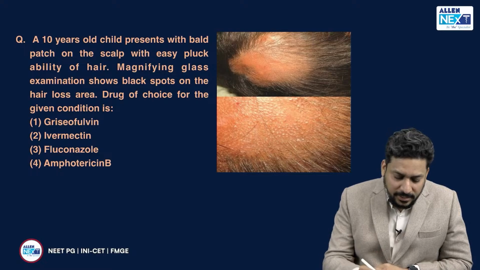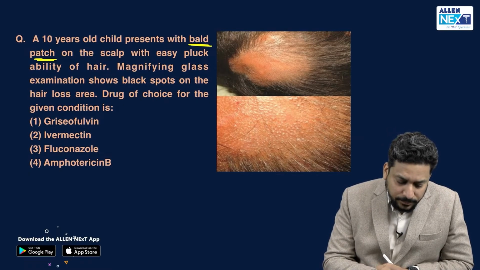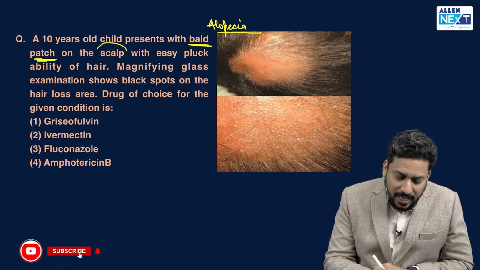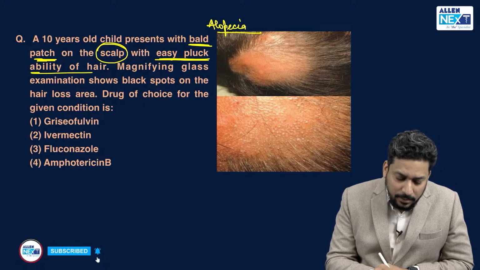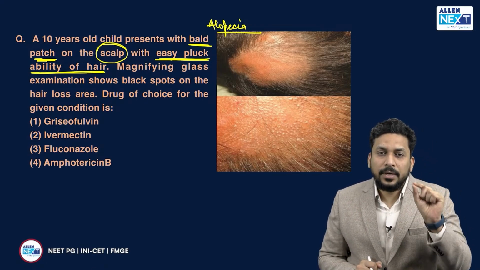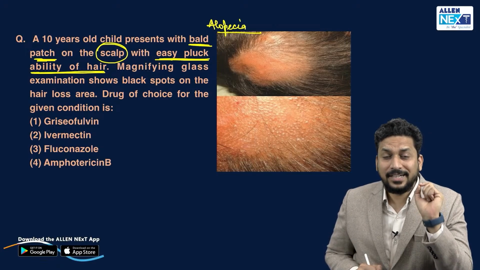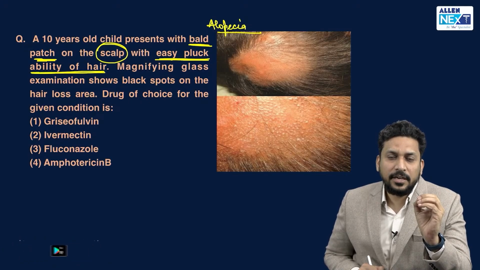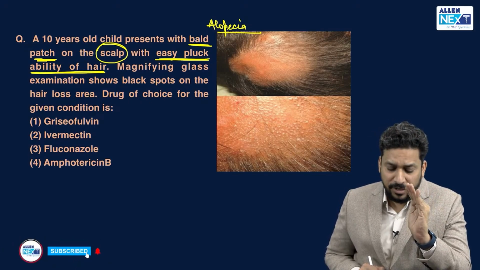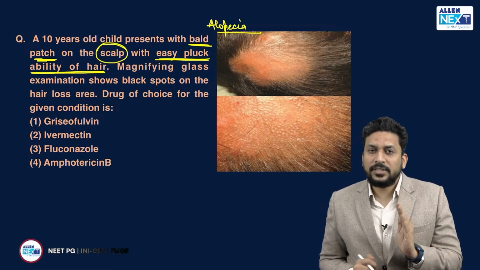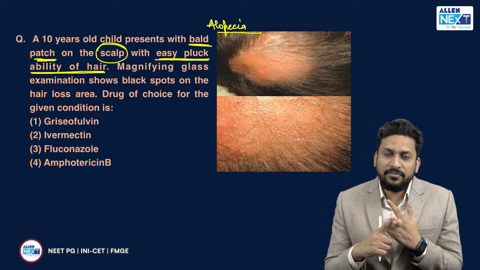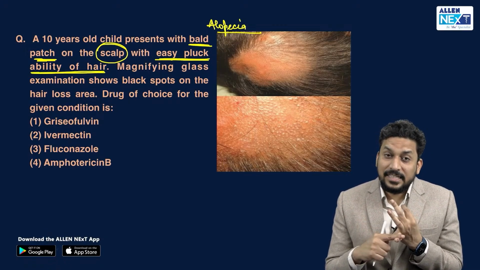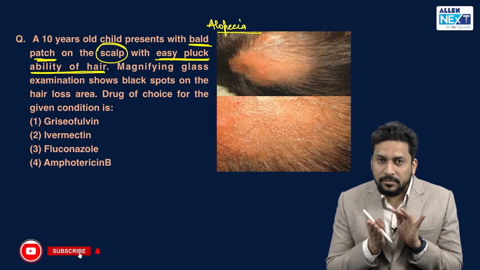10-year-old child presented with bald patch. So there is alopecia over scalp with easily pluckable hair. Now, I already told you that when patient suffers from fungal infection, that is tinea capitis, if you pull the hair follicle, they easily come out. So easy pluckability of the hair follicle is a very important clue towards the fungal infection. So just reading the first point, we know that in tinea capitis, that is in fungal infection of the hair follicles, there can be hair loss, that is alopecia, and there is easy pluckability of the hair follicle. So all these are pointing towards tinea.